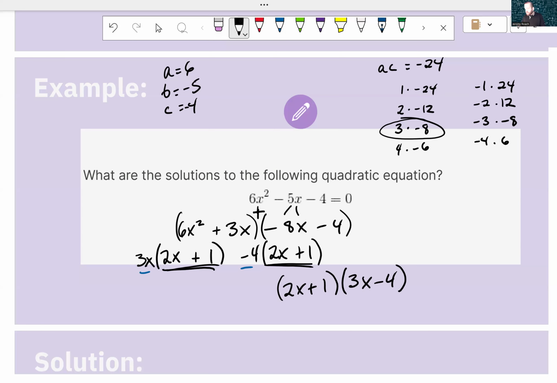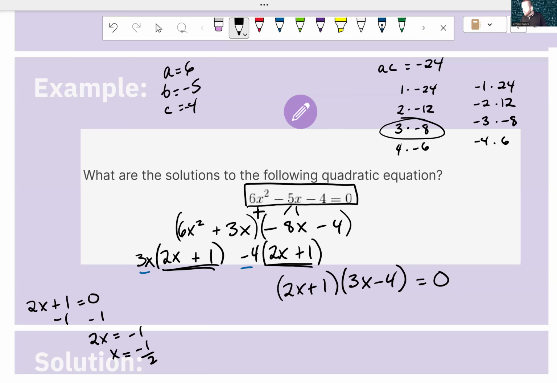Once we have these sections, we set it all equal to 0 because it was set equal to 0 to begin with. So that means that 2x plus 1 equals 0. Divide by 2 on both sides, and we get x is negative 1/2. And it also means that 3x minus 4 equals 0. So add 4 on both sides, 3x equals 4, and x is going to be 4/3.